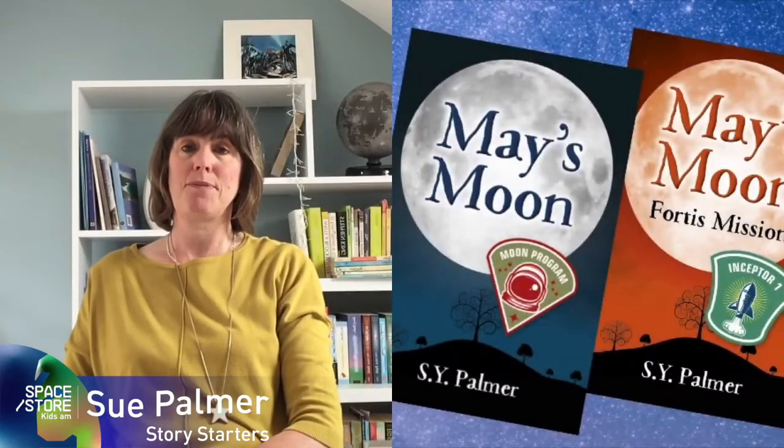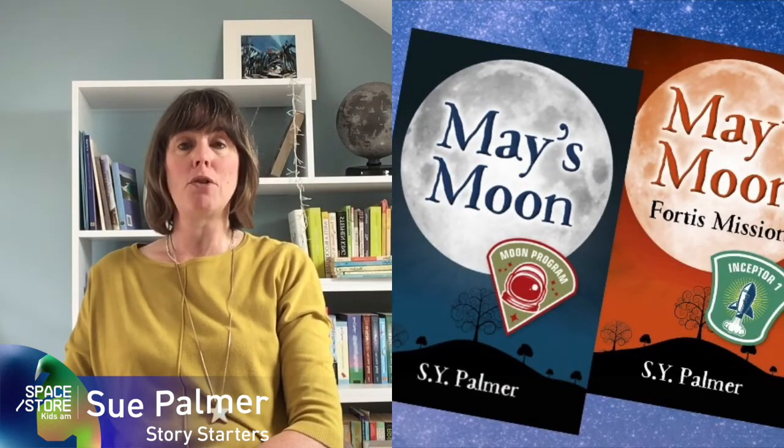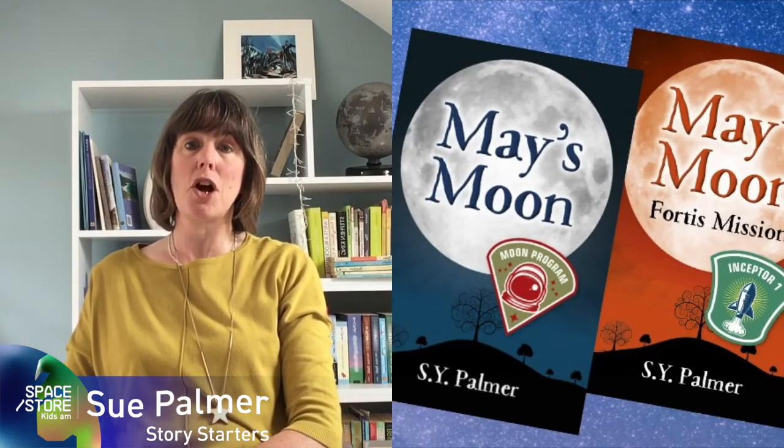My name's Sue Palmer and I write fiction for children, and if you've read any of my stories you'll know that my latest project is the May's Moon trilogy, which tells the story of 13-year-old Michael May's dream of becoming the first child astronaut. When I'm not here writing, I visit schools to run space and creative writing workshops. And in these Story Starters videos, I'd like to share with you some of my writing tips, some of the methods I use for creating stories, and share with you the things I've learnt in my writing.